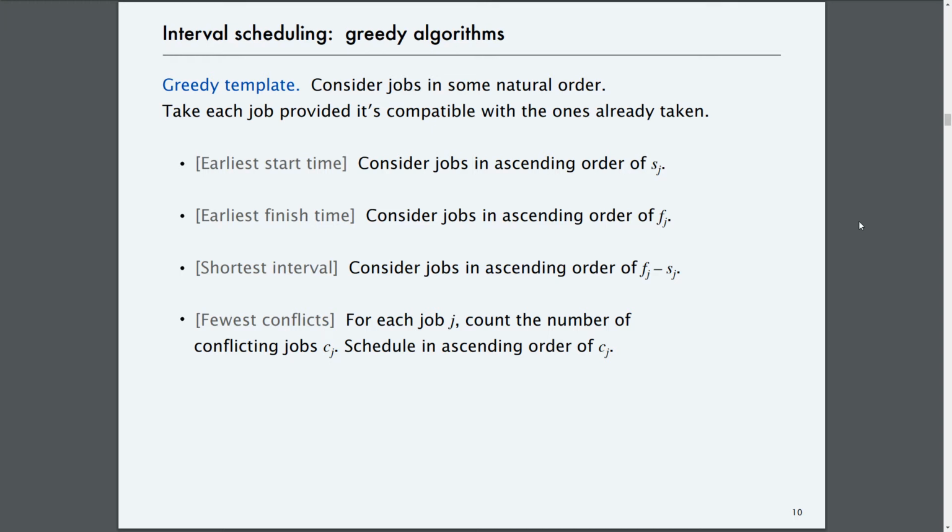So we have a few different ways of sorting. We could sort by the earliest start time. We could sort by earliest finish time. Shortest interval, the difference between finish and start. And then fewest conflicts, where we would count for each job the number of jobs it intersects or overlaps with, and then we would select the one with the fewest overlaps.